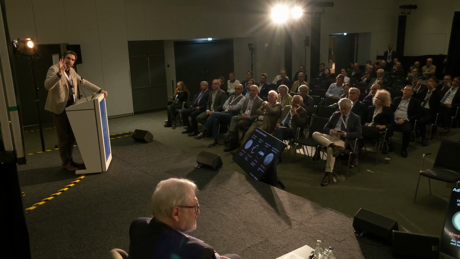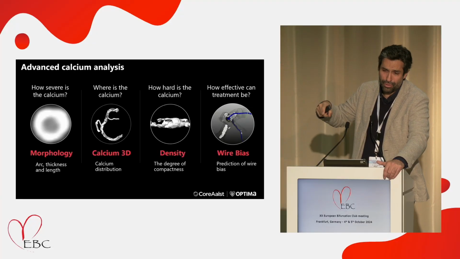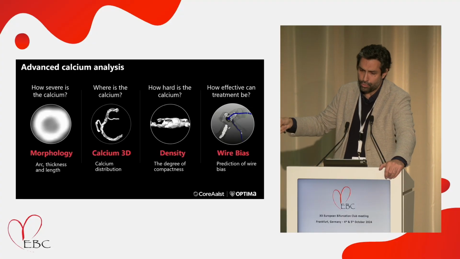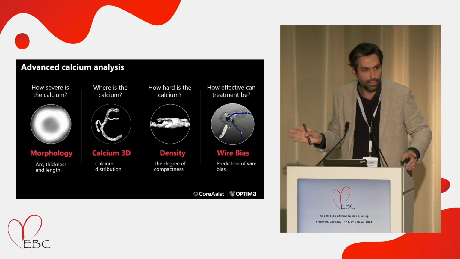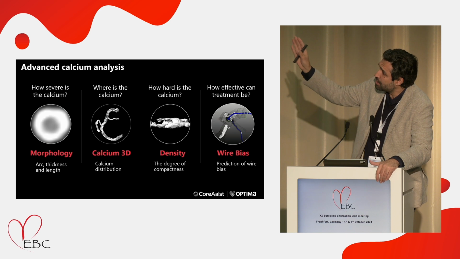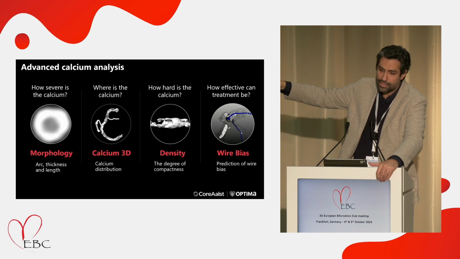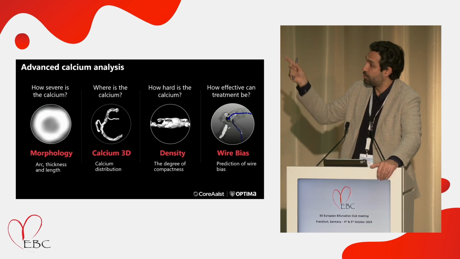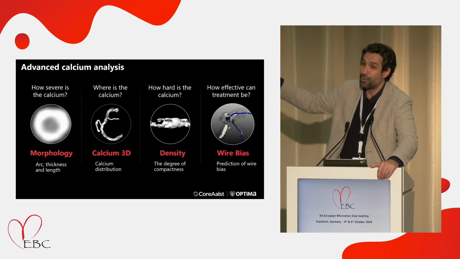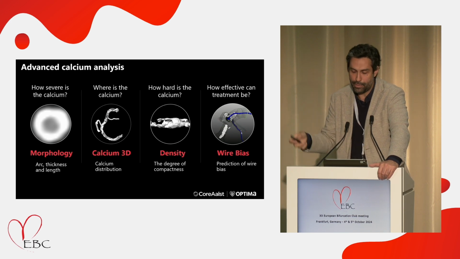This is all the data you can derive from CT relative to calcium. This is going to go to a complete new level with photon counting, but all the images that I'm going to show you are with the old scanners. Basically, you can look at morphology in the same way you do with intravascular imaging. You can look at the 3D calcium, and something is coming that lets you understand not only how severe calcium is morphologically, but how hard or compact it is. We're going to talk about density.